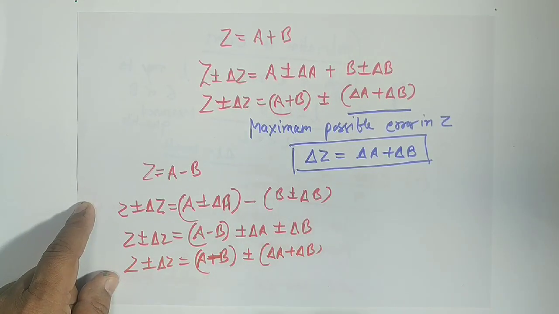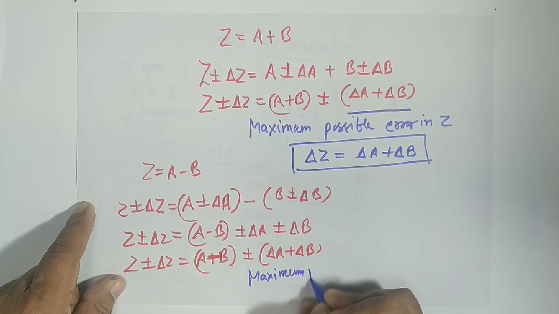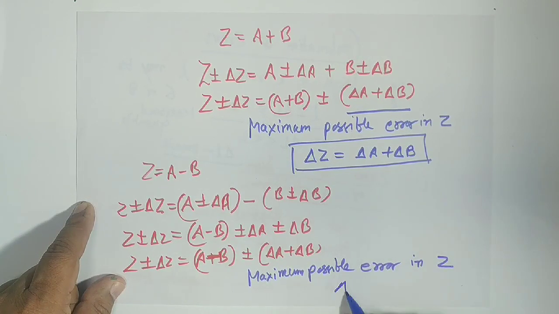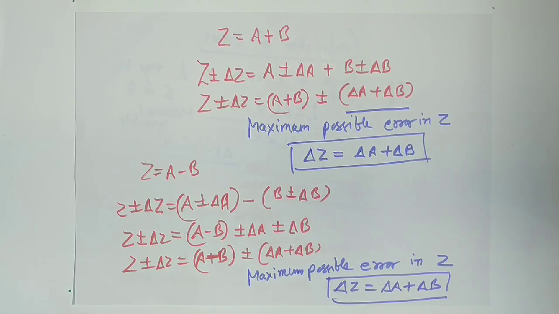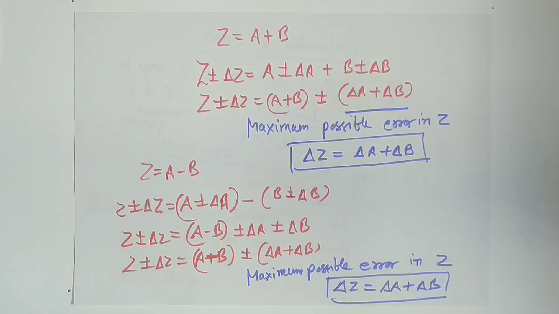Again, if I compare and see the maximum possible error, it comes the same. Maximum possible error in Z is what? Same. Delta Z is equal to delta A plus delta B. So the error of a sum or a difference has the same rule: the errors add. So the maximum possible error in Z is this.